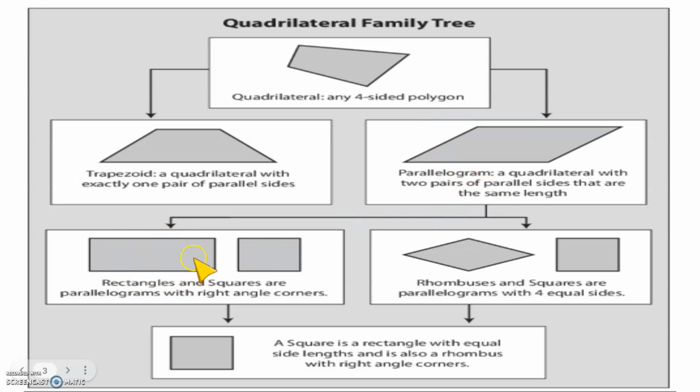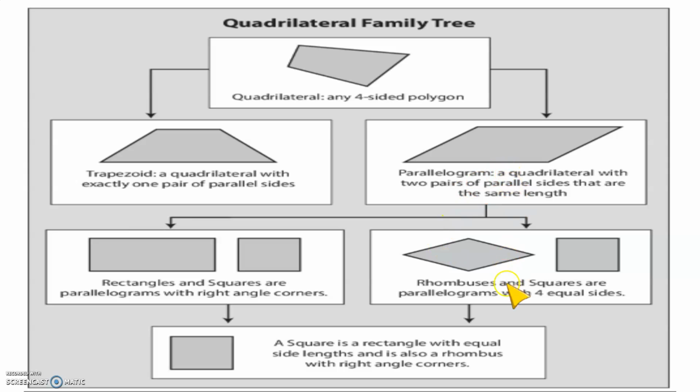Then we have our rectangles and squares. If we look at it, rectangle is another type of quadrilateral, four-sided shape, where every side is parallel. These two sides are parallel. These two sides are parallel. These two sides are parallel. These two sides are parallel.